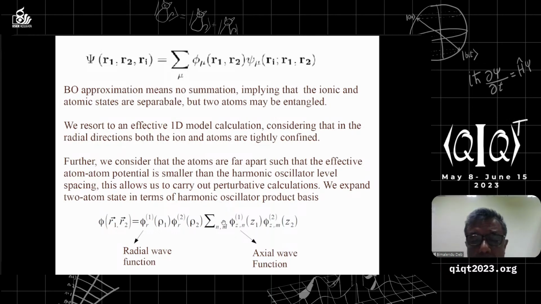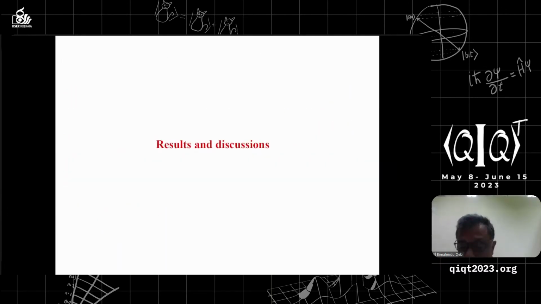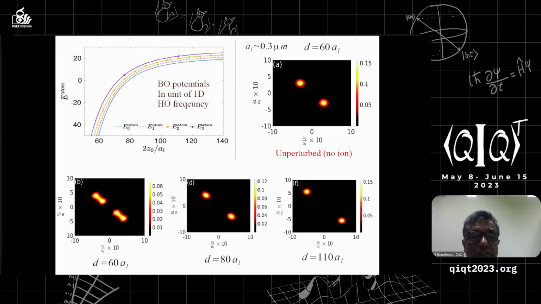So there should be some coefficient C. So this is an error. We are considering this unperturbed product basis, and there is a superposition, which will depend on n and m. So this is our model. We want to calculate the Born-Oppenheimer potential, the ion-mediated atom-atom interaction, and also the entanglement between the two distant atoms. So next we move on to results and discussions.